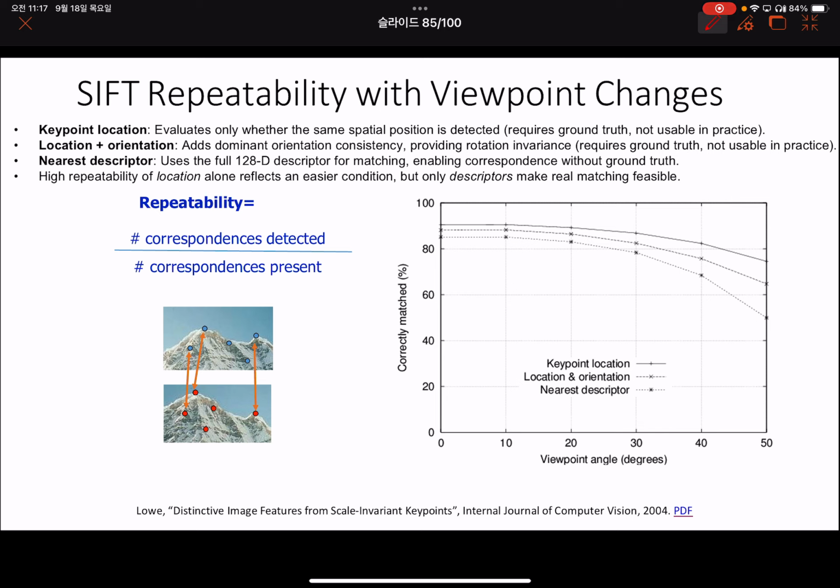And this shows some experimental results, an experimental demonstration of SIFT.